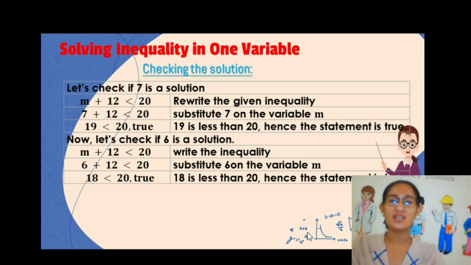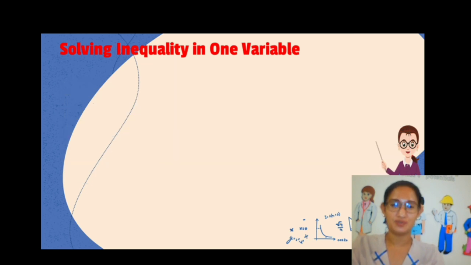Now let's check if 6 is a solution. M plus 12 is less than 20. Substitute 6 on the variable m, which is 6 plus 12 is less than 20, which gives us 18 is less than 20. Hence, the statement is true.